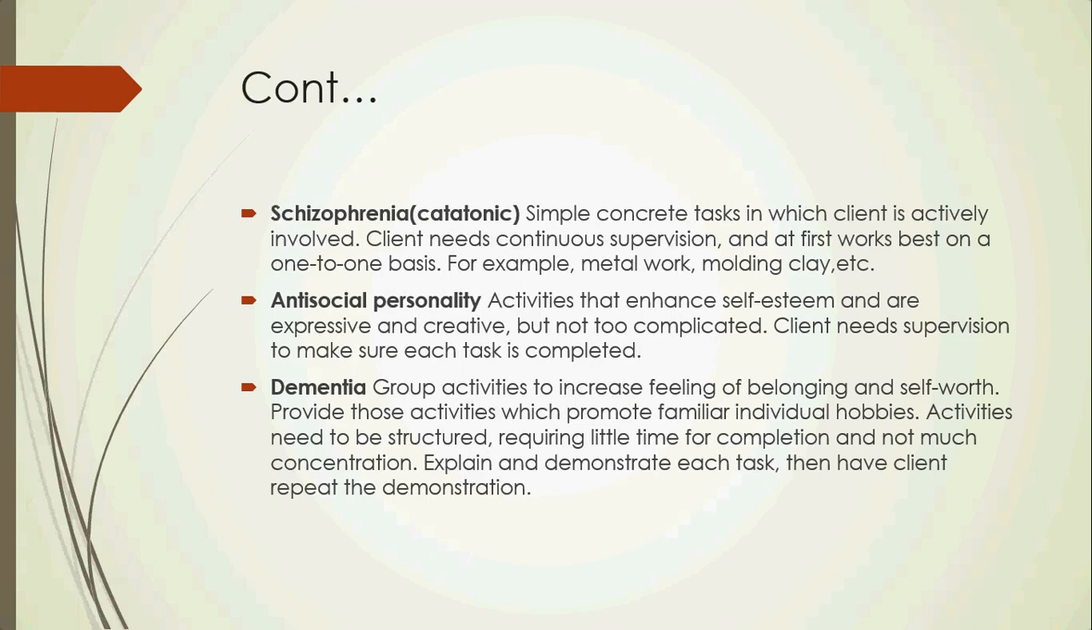Dementia. So in dementia, what we can give is group activity to increase feeling of belonging and self-worth. Provide those activities which promote familiar individual hobbies. Activities need to be structured, requiring little time for completion and not much concentration. Explain and demonstrate each task. Then have client repeat the demonstration. So in dementia, we are not supposed to give a difficult activity and we need to repeat the task or show the steps to them again and again so that they can complete that task.